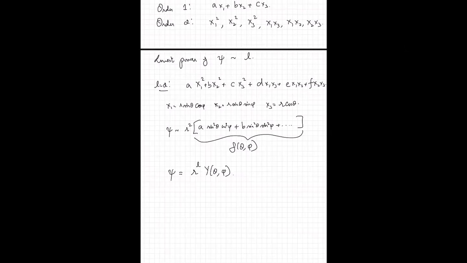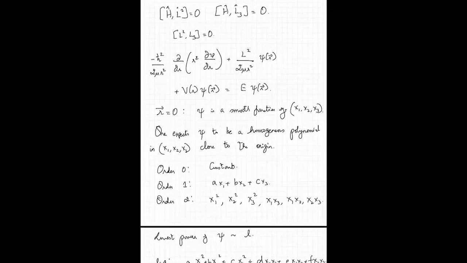This is my assumption. Now notice that this Y is only a function of angles. It doesn't know anything about r at all, because all the r is factored out, like I have demonstrated for a simple case in the line before. So with this information, let us revisit our Schrodinger equation and look at this Schrodinger equation for distances very, very close to the origin.